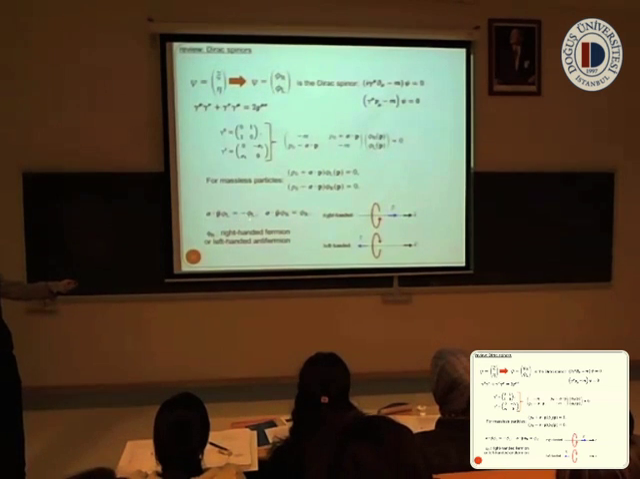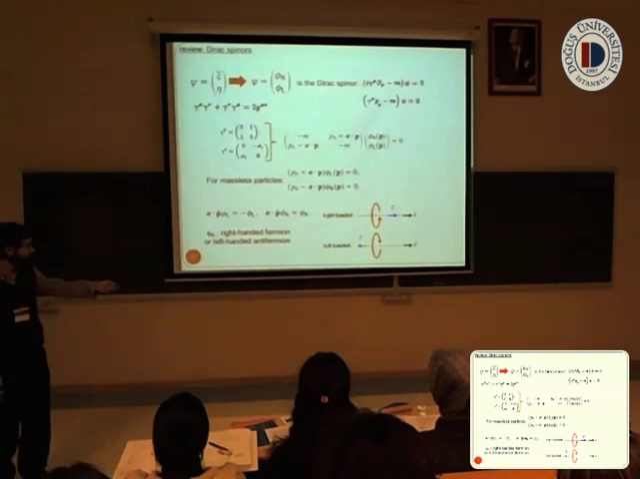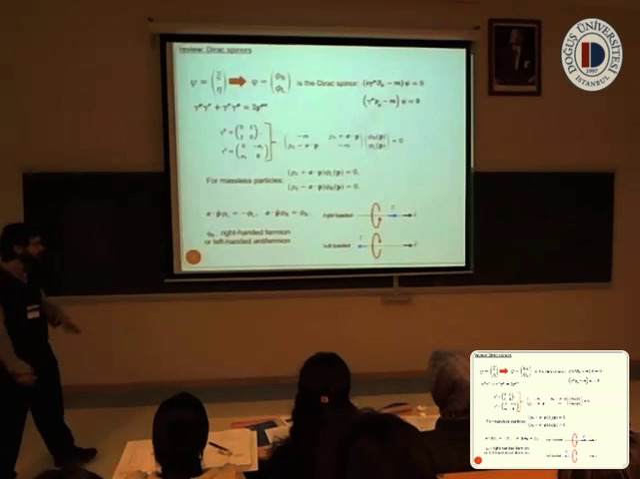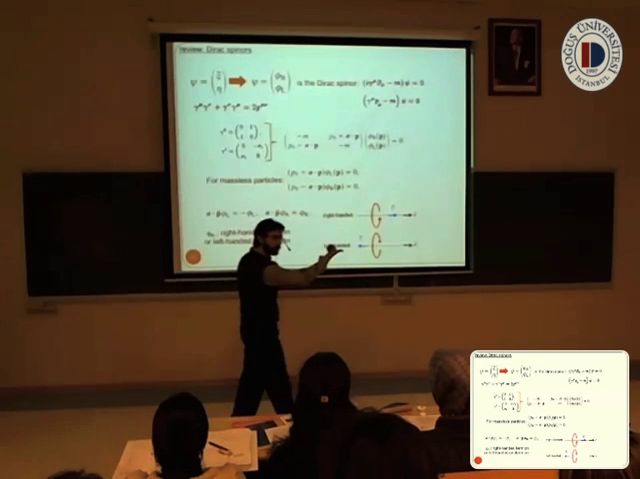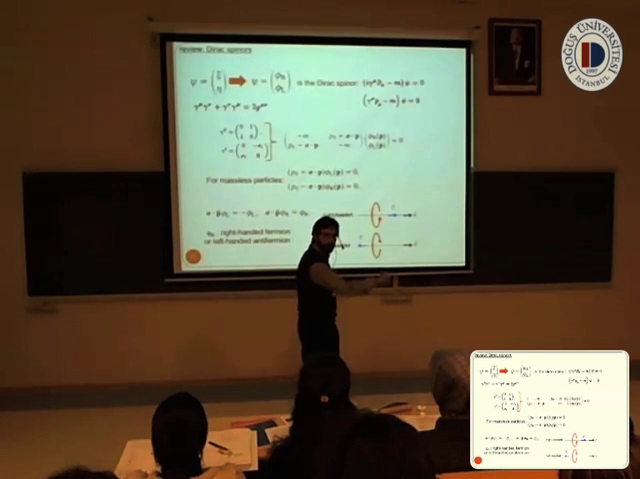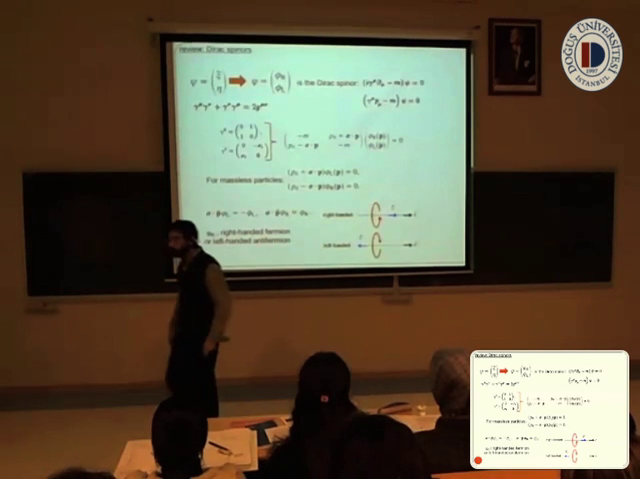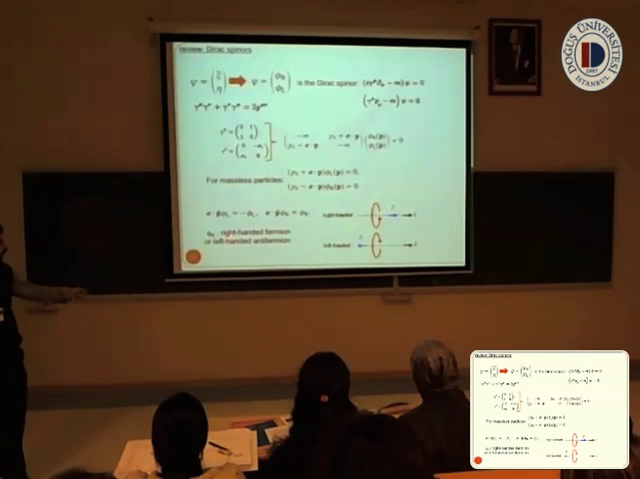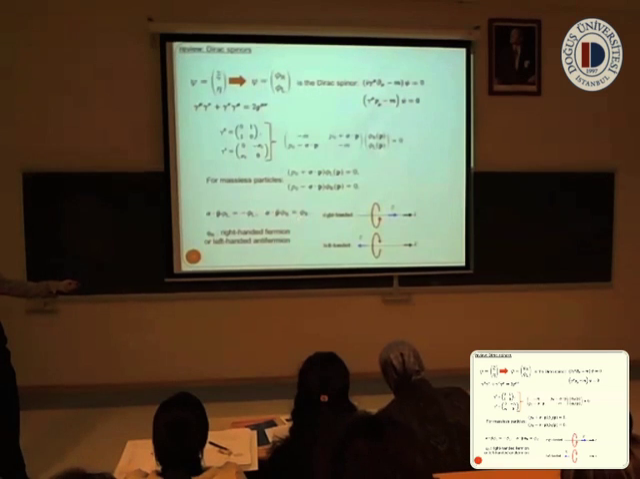is negative for phi L. This is called left-handed, right? As I've drawn here. If the spin is in the direction of momentum, it's called right-handed. Otherwise, it's called left-handed. So you get a left-handed solution with the minus sign, and you get a right-handed solution with the plus sign.